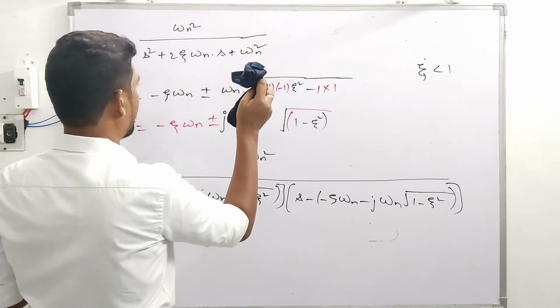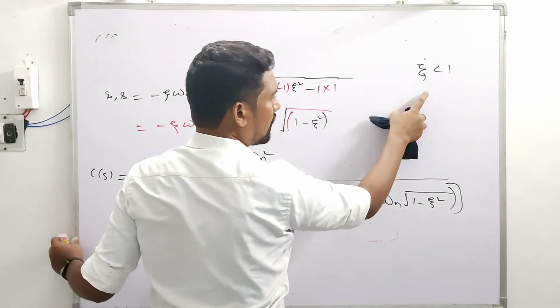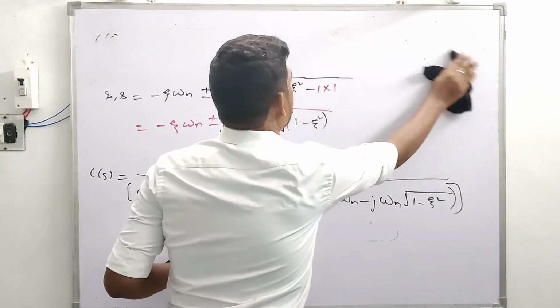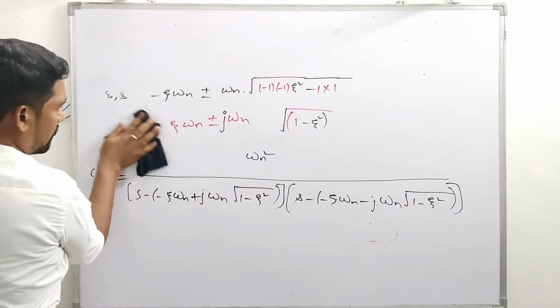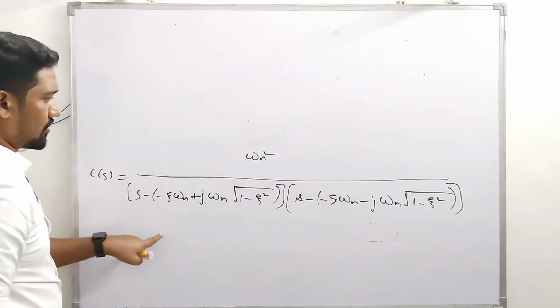So analysis is carried out for that one. And watch carefully, this for zeta less than 1, underdamped case. All right, so the analysis is for underdamped case. Do we want to have this one? No. Why? Because we have to carry out the analysis with this expression.